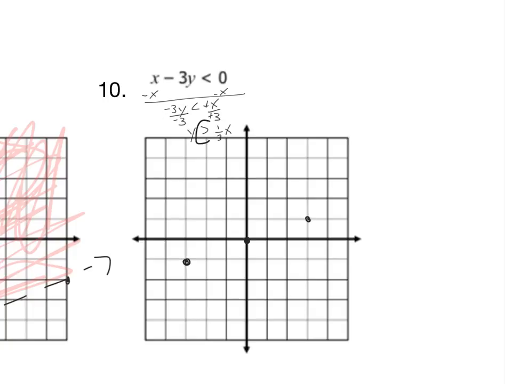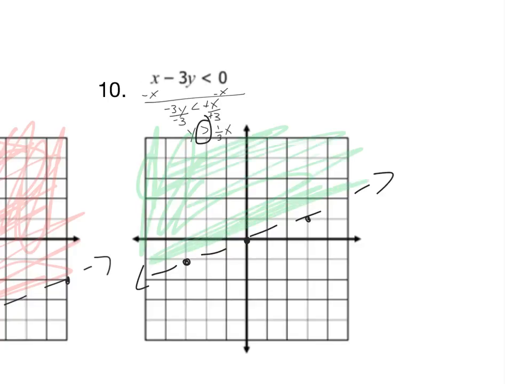Now, looking at our inequality symbol, it's just a greater than symbol. So again, we're going to have a dashed line or dotted line, which just means that we are not including the line in our solution set. It's greater than, so that means we have to shade above the line. This time I'll use green. So we're shading above the line. That is your solution for number 10.